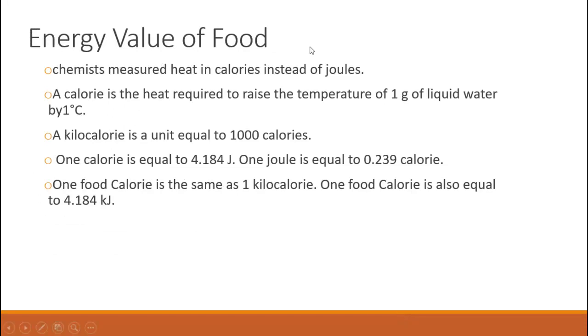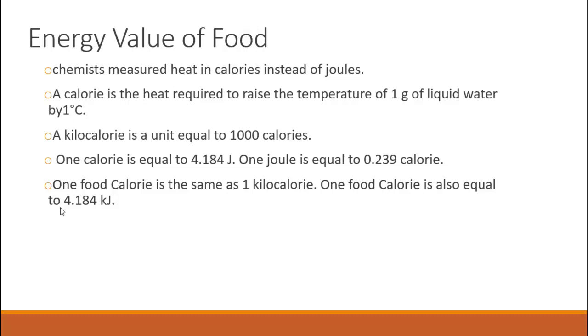Now let's talk about the energy value of food. Chemists measure heat in calories instead of joules, and a calorie is the heat required to raise the temperature of 1 gram of liquid water by 1 degree Celsius. A kilocalorie is a unit equal to 1000 calories, and 1 calorie is equal to 4.184 joules, and 1 joule is equal to 0.239 calorie. So 1 food calorie is the same as 1 kilocalorie.